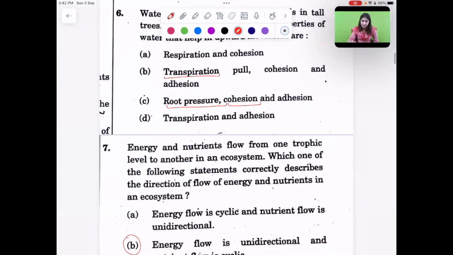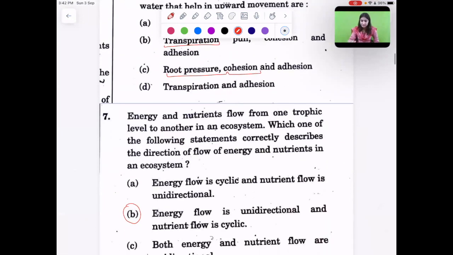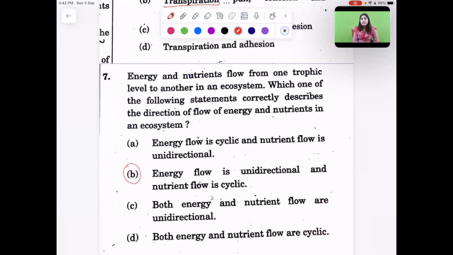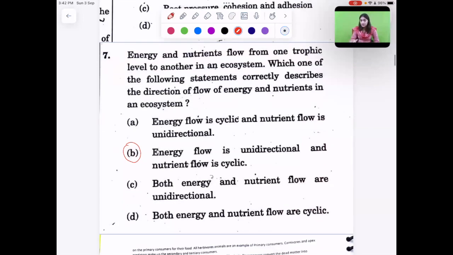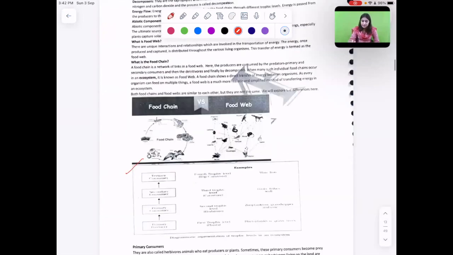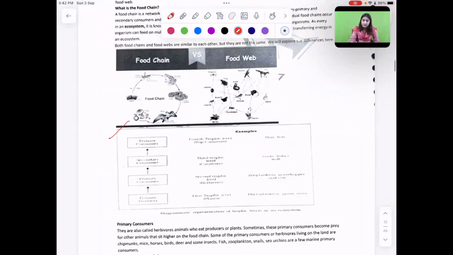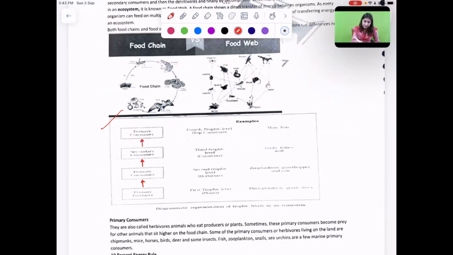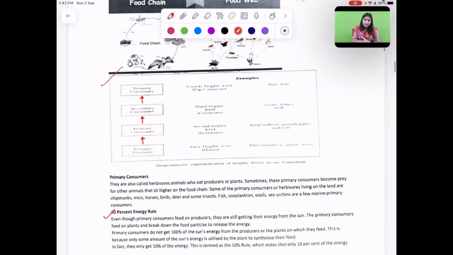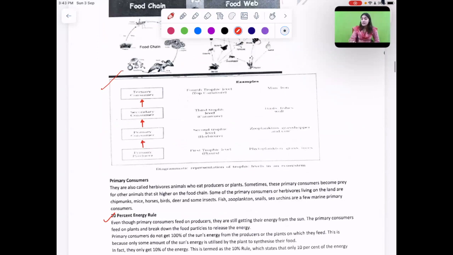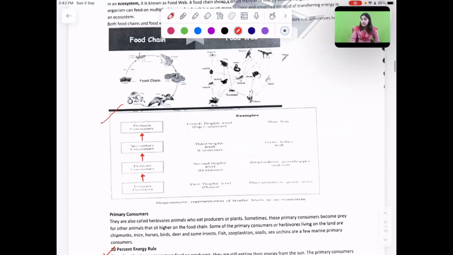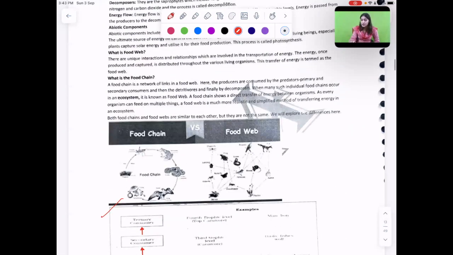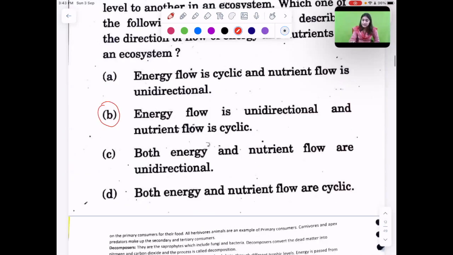Next, energy and nutrient flow from one trophic level to another in an ecosystem. Which one of the following statements correctly describes the direction of flow of energy and nutrients in ecosystem? We know that in ecosystem, energy flow is unidirectional, right? Energy flows like this. You can see from the notes. There is the 10% energy rule also which is applicable. And nutrient flow is cyclic. So correct option is B. Energy flow is unidirectional and nutrient flow is cyclic.